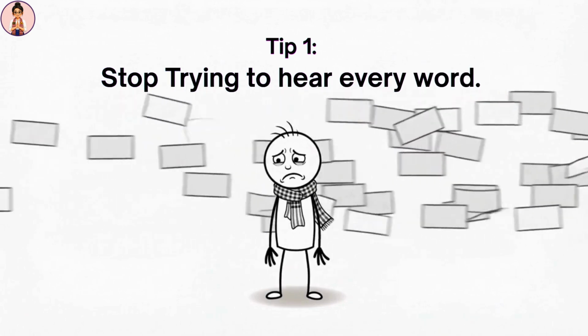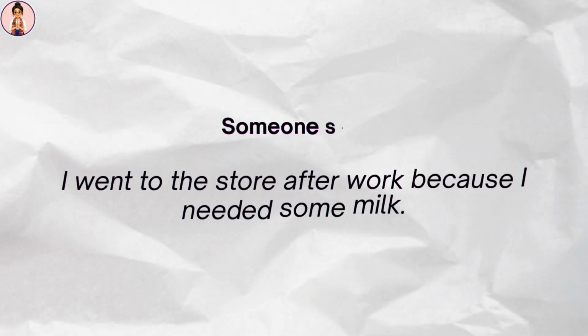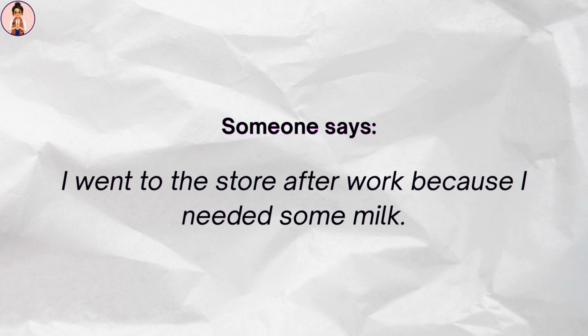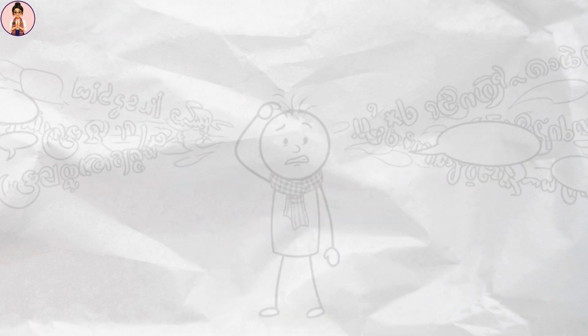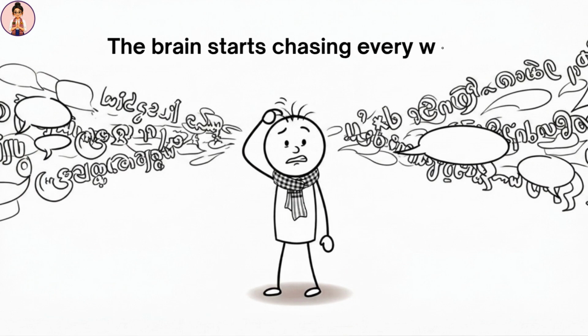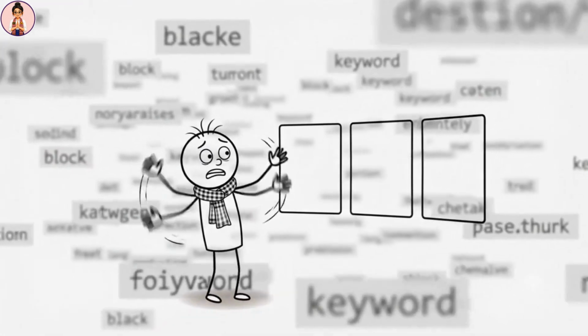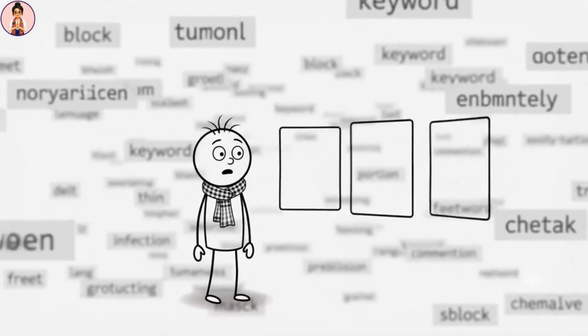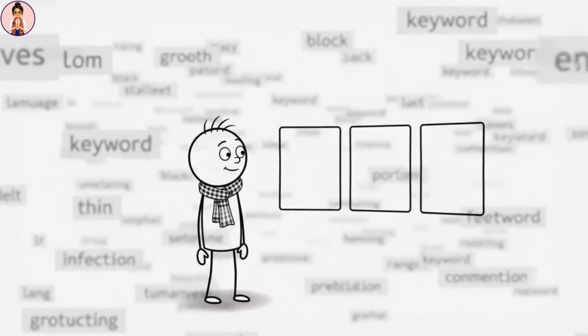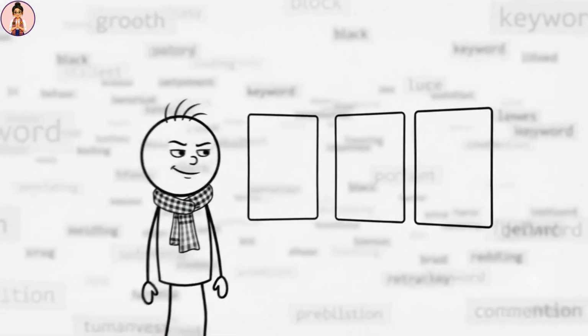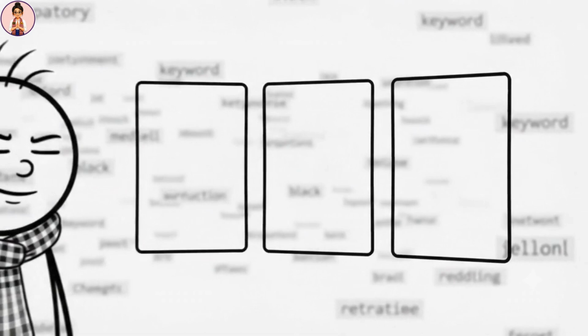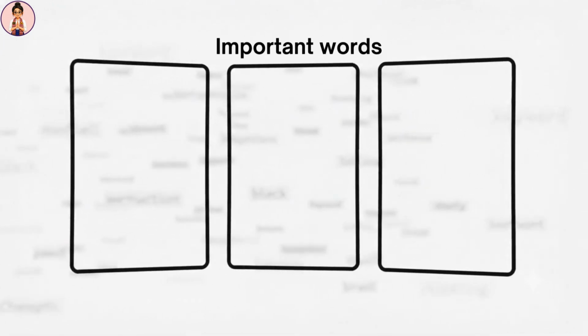Stop trying to hear every word. Imagine someone says, I went to the store after work because I needed some milk. What usually happens? Your brain starts chasing every word. I went to the store. But while you're still thinking about one word, the speaker has already said the next 5. And suddenly, you're lost. Instead of listening for every word, listen for the important words.